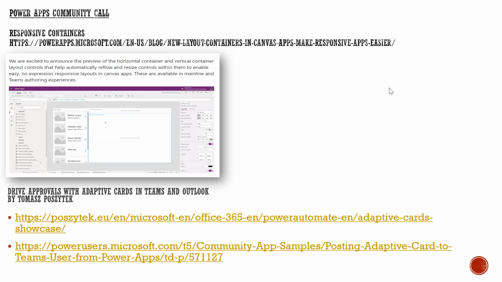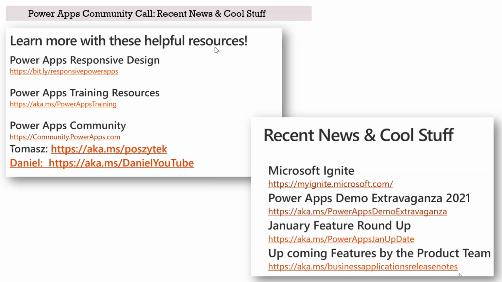Responsive containers are amazing. This is essentially when you can increase the width and decrease the width based on the size of your screen. This is the horizontal container and the vertical container. And there are a couple of links there from Tomasz Poszytek on his adaptive cards. I urge you to have a look at that, and I will. The Power Apps community call video link should also be available, so make sure that's captured in here as well.